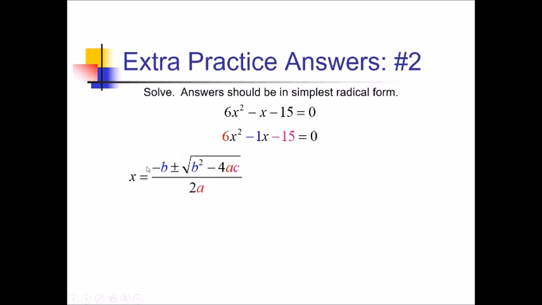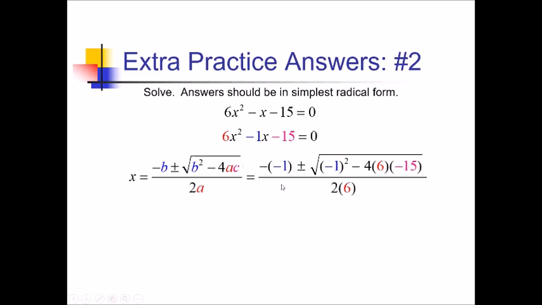Plugging things in, we've got negative of negative 1. Notice I color-coded those. And we have the plus or minus the square root of negative 1 squared minus 4 times the a value 6 times the c value negative 15. All of that over 2 times the a value of 6. Simplifying further, negative negative 1 is 1. Plus or minus square root of this negative 1 squared is now a positive 1 in there.